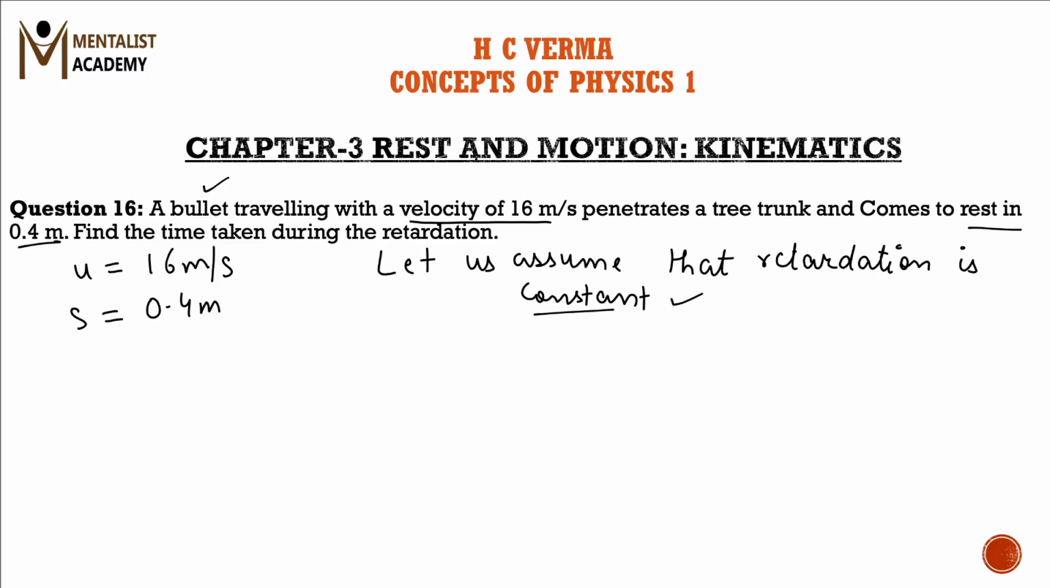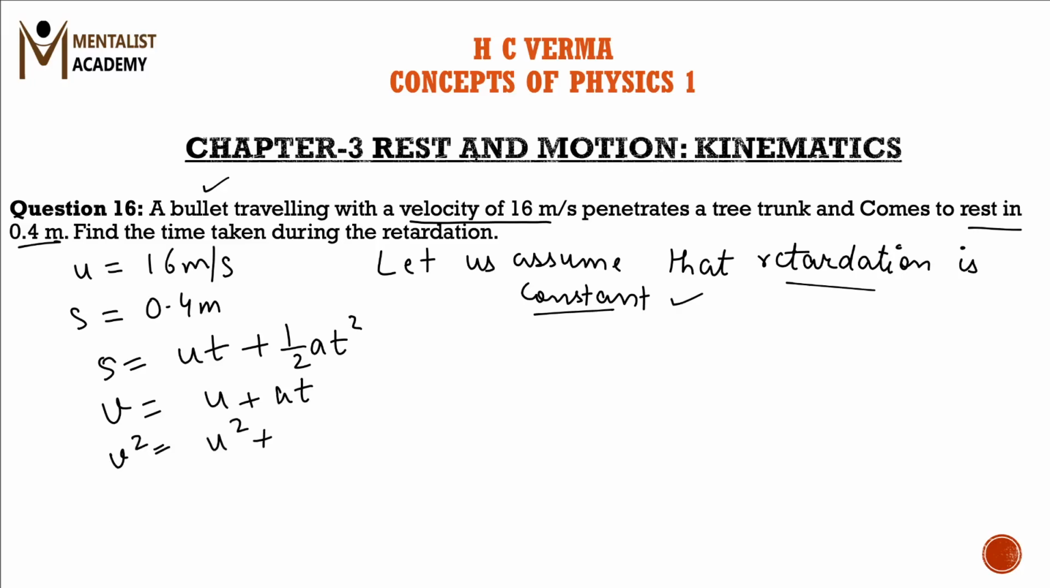So when we have assumed that the retardation is constant, then we can apply the Newtonian equation, that is s is equal to ut plus half at square. We have three Newtonian equations. One is this, other two are v is equal to u plus at, and the third is v square is equal to u square plus 2as. So we can apply any of the three equations to solve this question.